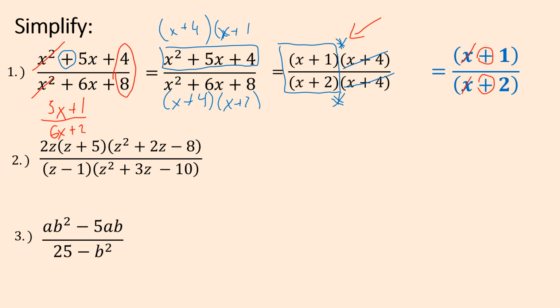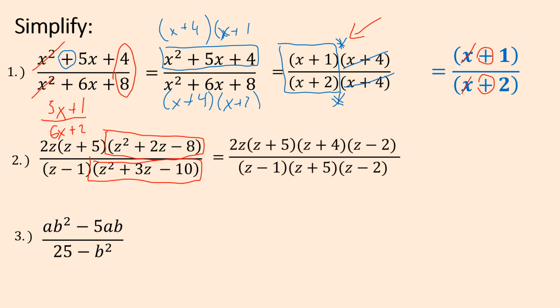All right, so number 2, it looks a lot harder than it is. We have this big polynomial on the top and the bottom. We want to factor it as much as we can. So we can factor this, and we can factor this. Okay, and when we factor those, it turns into this. So we want to group as many things as we can into parentheses. And once we have it grouped, we're looking for things that are the same, because now these are all separated by multiplication. So z plus 5's cross out, z minus 2's cross out.